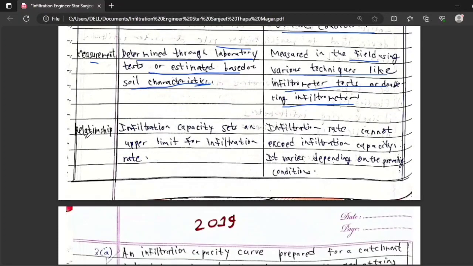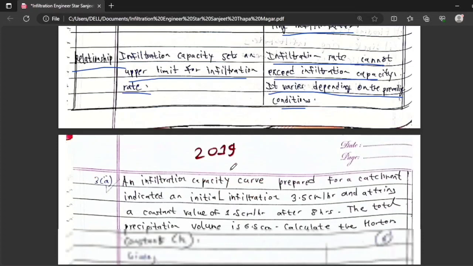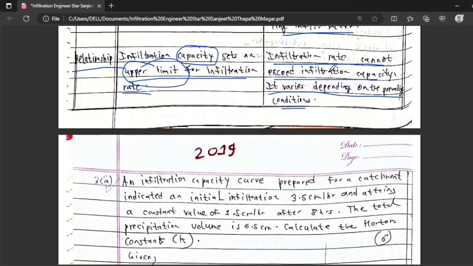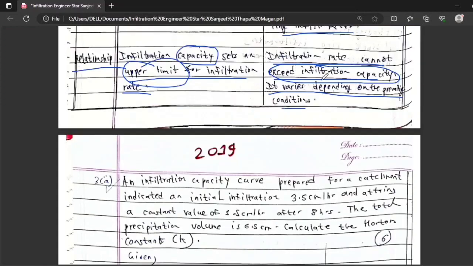Next is relationship. Infiltration capacity sets an upper limit for infiltration rate. Infiltration rate cannot exceed infiltration capacity. It varies depending on the prevailing condition. It's the maximum capacity, so it is the upper limit, and it cannot exceed the infiltration capacity, and it lies below the infiltration capacity. It varies depending on prevailing condition.